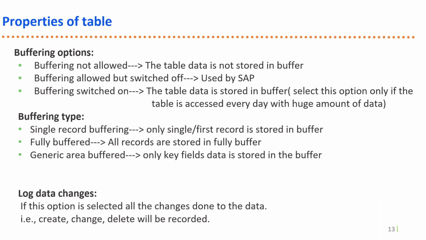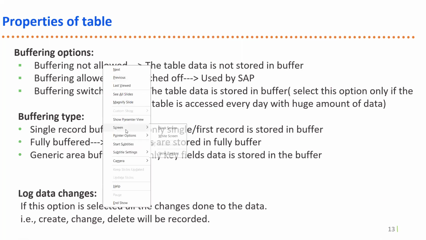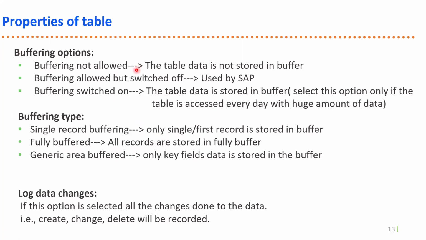So in buffer, we have different options like buffering not allowed. Let me take the pointer. So buffering not allowed, allowed but switched off, and switched on. If your table has a small amount of data and is not accessed frequently, then we don't need to use the buffering option. If you don't want to use this option, we can choose this first radio button, not allowed. So the table data won't be saved in the buffer memory.